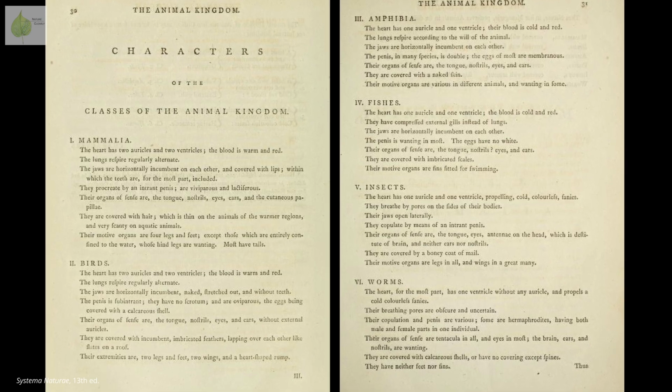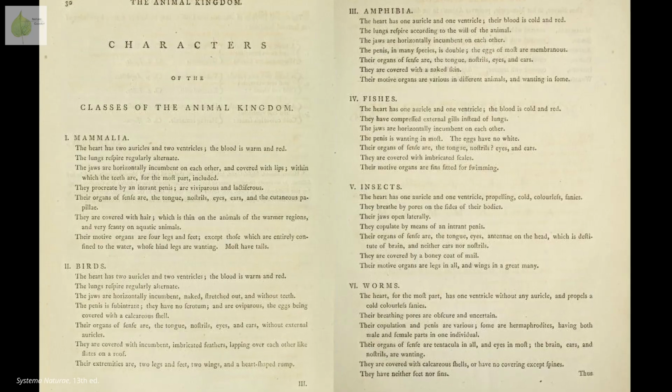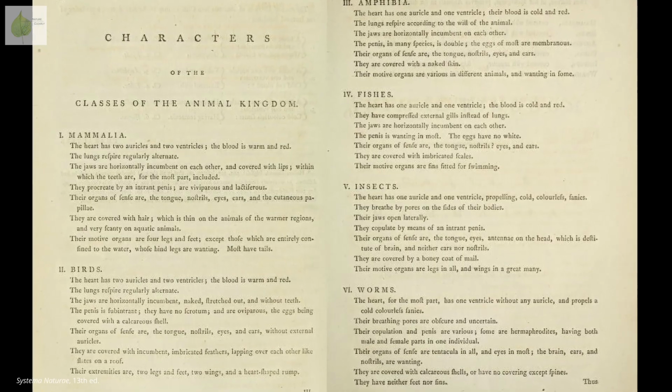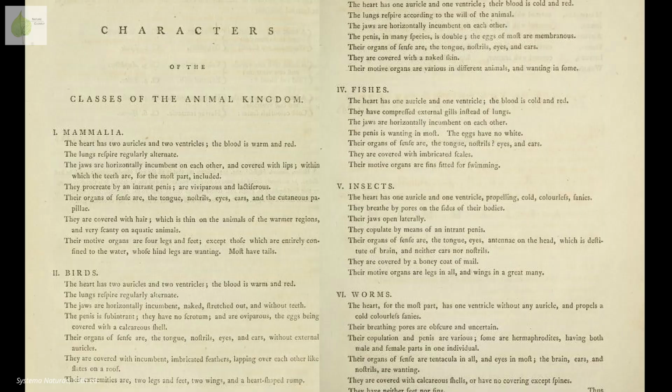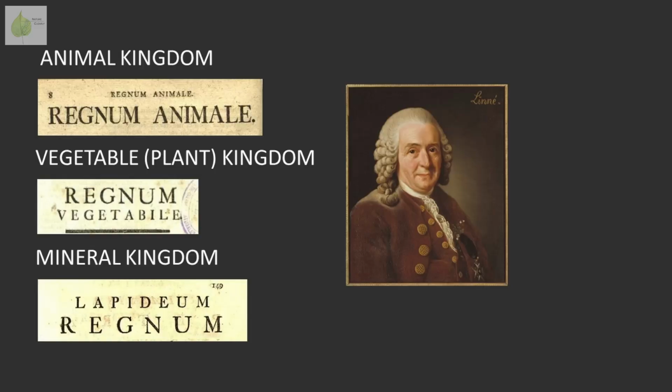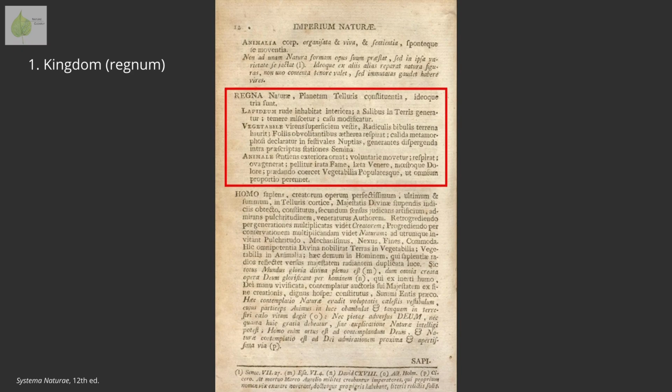Linnaeus' hierarchical categorization system is based on visible structures and characteristics. He divided organisms into three kingdoms: the animal, the vegetable, and the mineral kingdom. Yes, Linnaeus even included minerals in his classification, but we don't include them in our current biological classification. A kingdom is the taxon with the highest rank. You can think of it as the most general division of organisms.